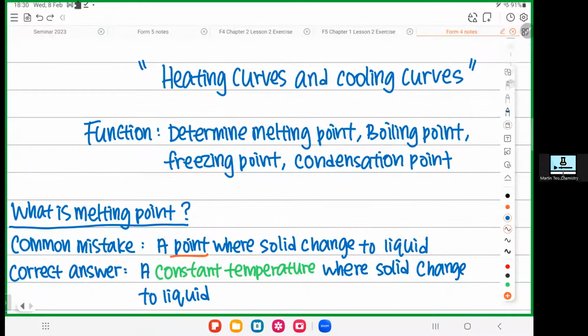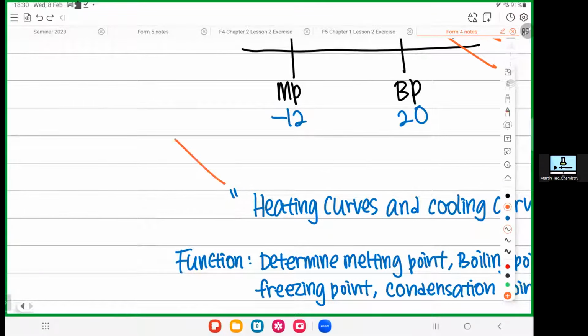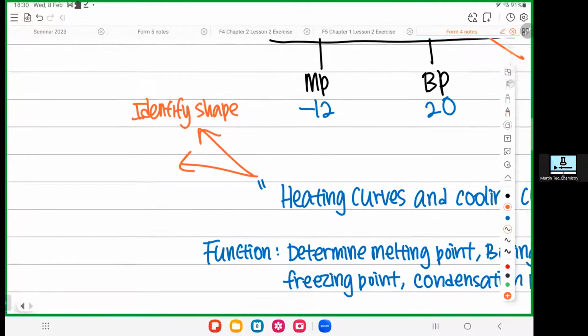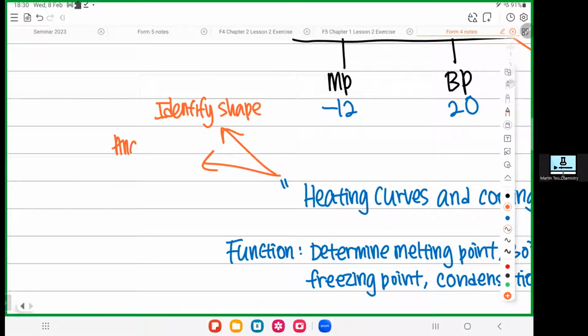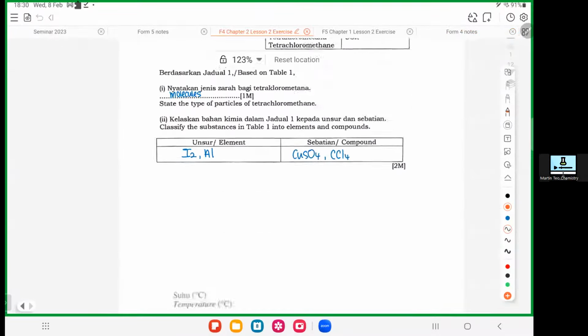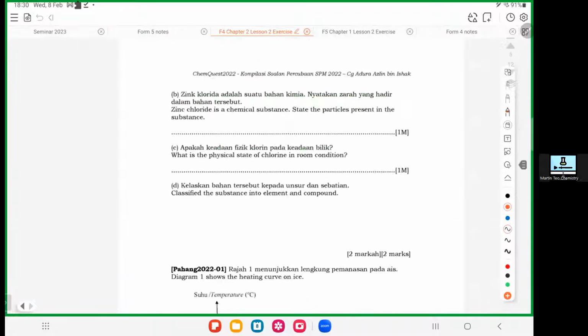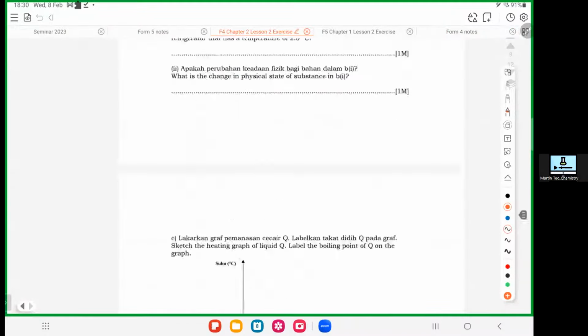Because there are a few things that you need to learn today. Number one, I'll teach you how to identify the shape. When you look at the shape, you will know it's a heating curve or cooling curve. Number two, you must be able to do the analysis for heating and cooling curve. The last one, you must be able to explain using heating curve and cooling curve. So today, the whole lesson, we will be talking about heating curve and cooling curve, and we will do a lot of questions like this.